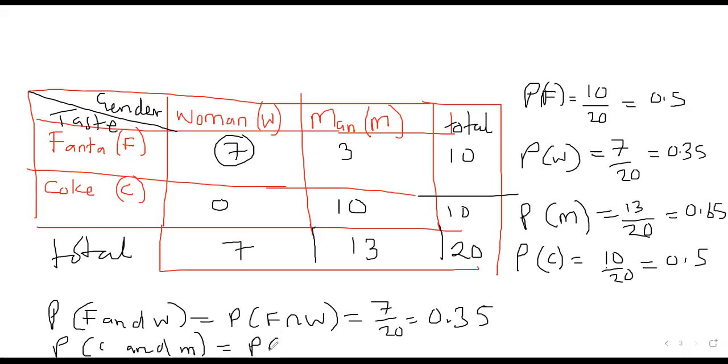1 over 20. Coke intersection man, which is what? 10 over 20, which is 0.5. Correct. Now, suppose they ask you to find the probability that the person loves Fanta, given that it is a woman. You go where they meet, Fanta and a woman.